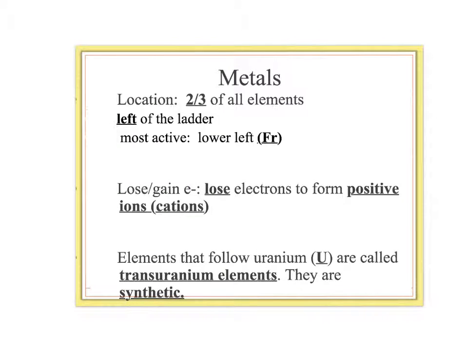Metals, location-wise, are 2/3 of all of the elements on the periodic table. They are on the left-hand side of our ladder. The most reactive metal is in the lower left, and that is francium. And that is a group 1 element. In terms of whether or not they will gain or lose electrons, metals will lose electrons, and they will form positive ions, which we call cations.